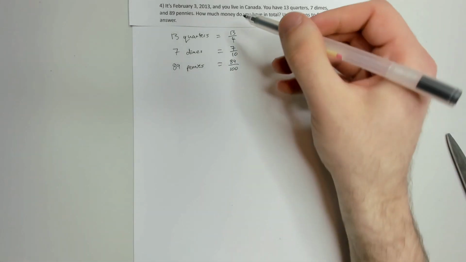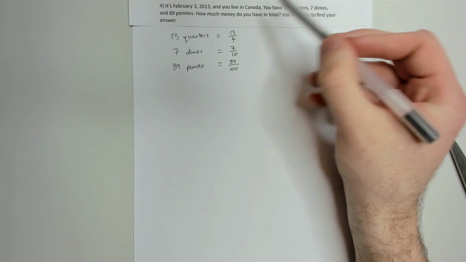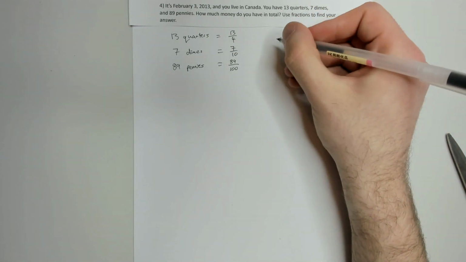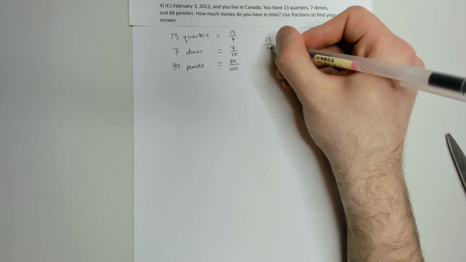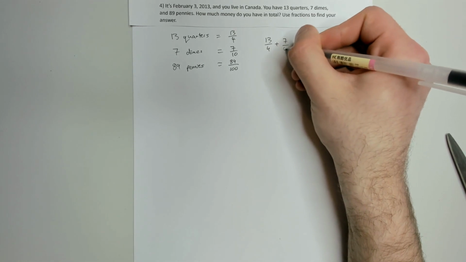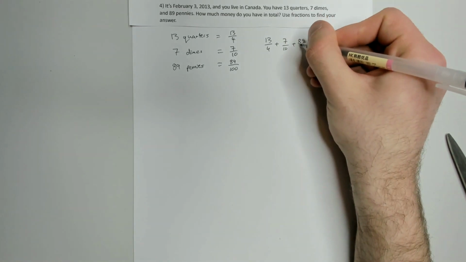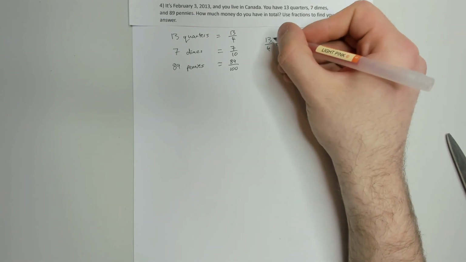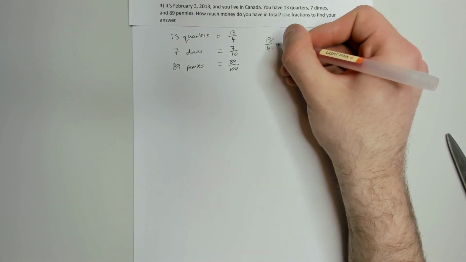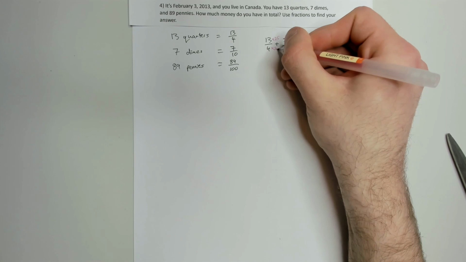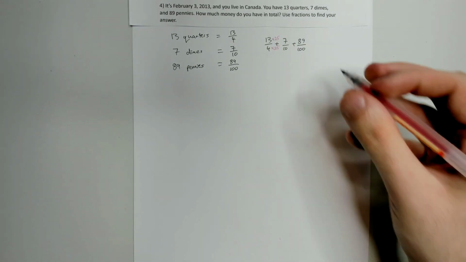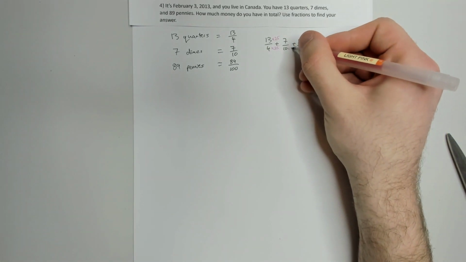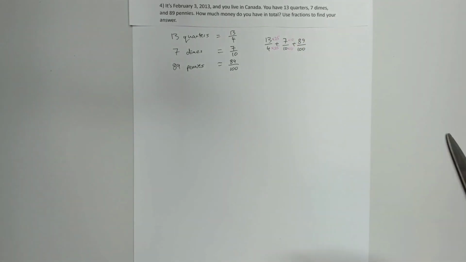Okay, so these are our different fractions to represent our different amounts, and all we're going to do now is add up these fractions. So 13 quarters plus 7/10 plus 89 hundredths. So what we need to do now is make a common denominator, and a common denominator for these is going to be 100. So if we multiply the numerator and denominator of this by 25, that'll give us a denominator of 100. And then for this one, 10 times 10 is 100, so we'll also multiply the numerator by 10.